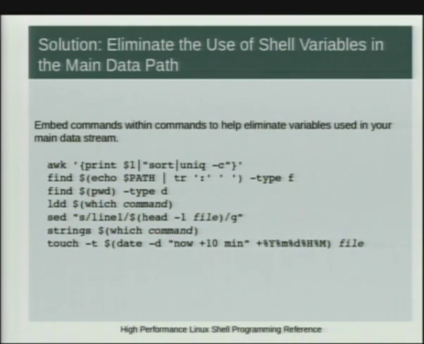One of the things we can do to speed things up is eliminate shell variables in the main data path. Every time I have to stuff another piece of data in a variable, there's an overhead for that. I am extending the computational distance. If there is a way, though, to pipe the value directly from one command to another, then you eliminate that overhead and you speed things up.